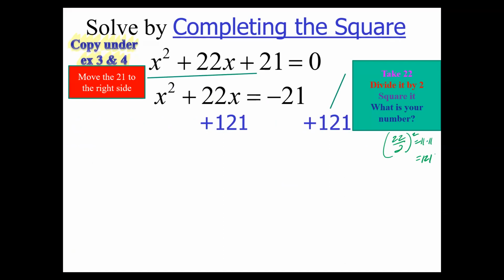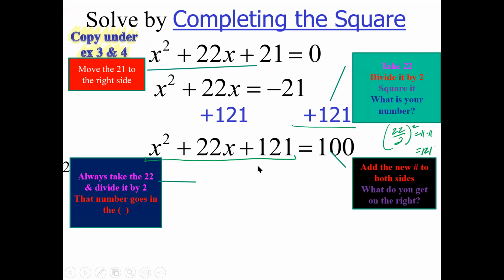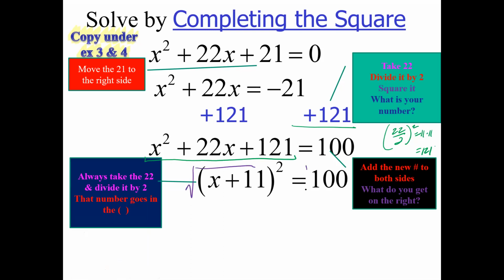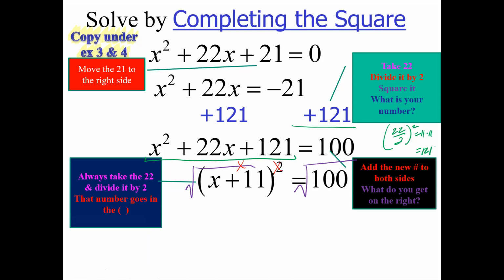When I'm done with that, I'm going to rewrite my new equation. So negative 21 plus 121 is 100. Rewrite this part here, you're going to get x plus 11 squared. And then how do you get rid of a square? You're going to square root both sides. So when you do that, your square root and your square cancel, and you have x plus 11 equals plus or minus 10.